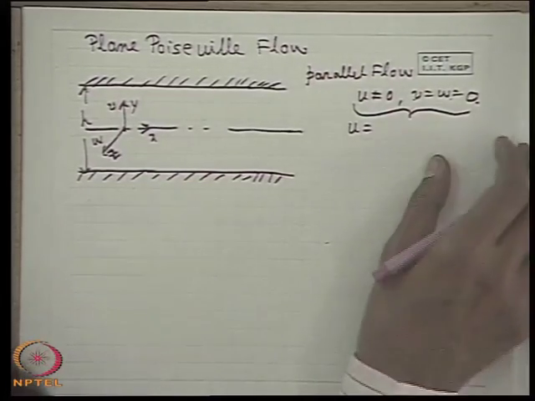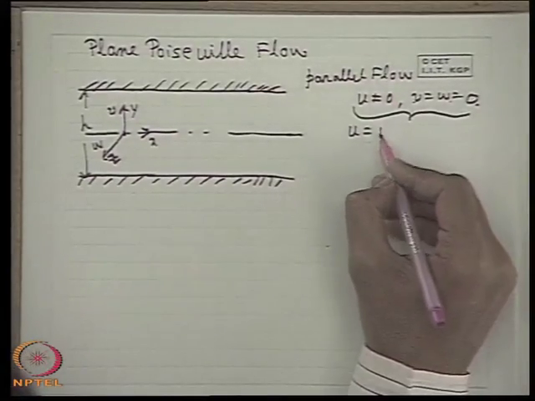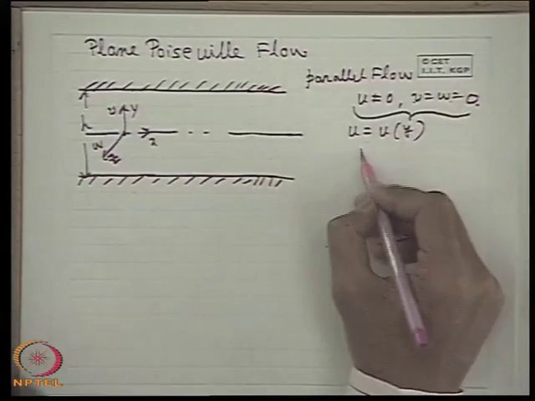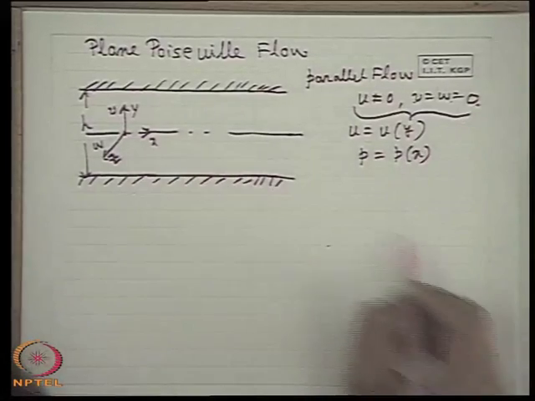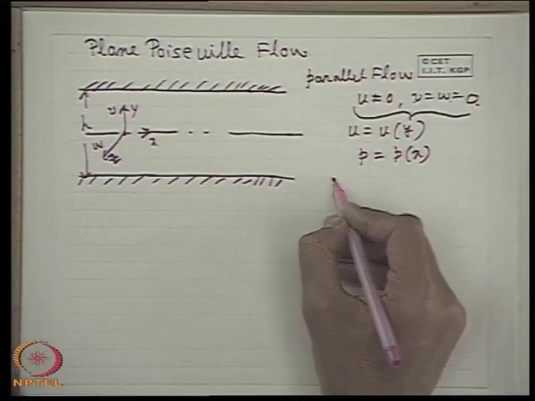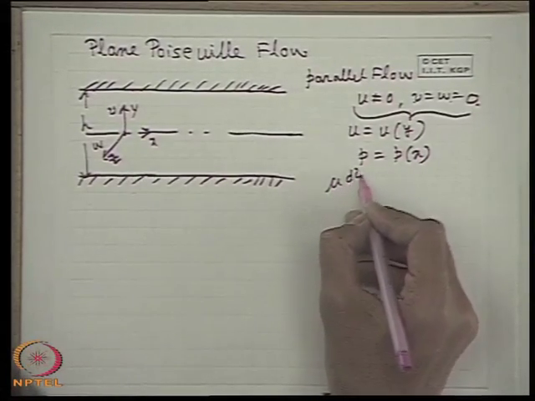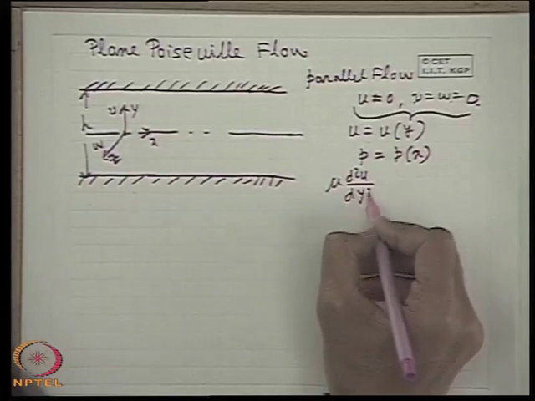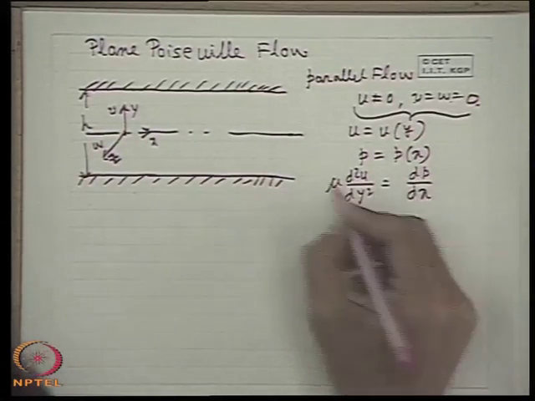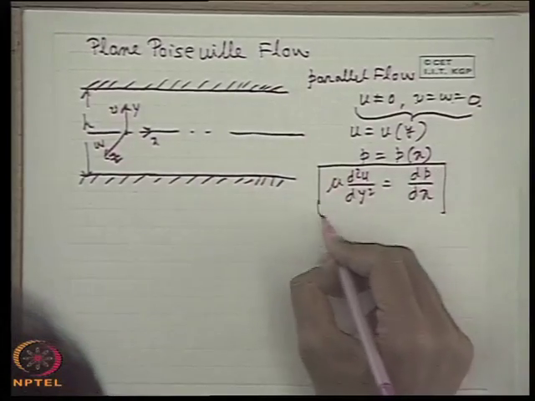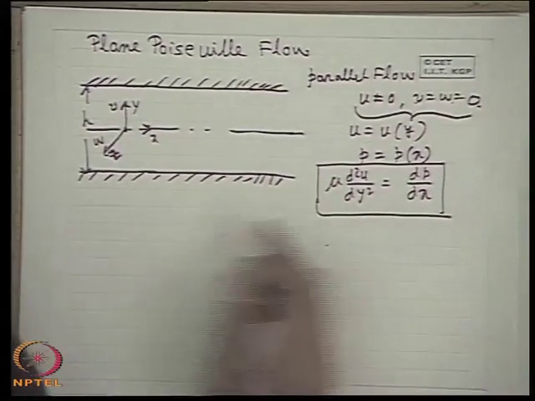We get a certain result that u is a function of y only and pressure p is a function of x only, the flow direction, and we get this relationship: mu d square u dy square is equal to dp dx. This was derived earlier, but I can recapitulate how we get this.